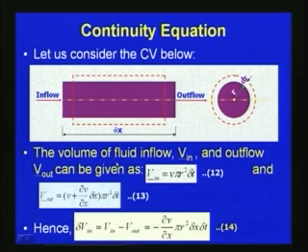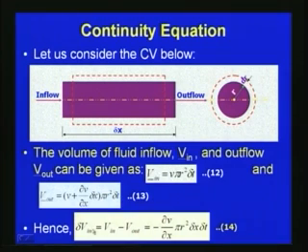Now the volume of fluid inflow at this location, V in, and outflow, V out, can be given as: V in is equal to the velocity small v into pi r square into delta t, as in equation number 12, and V out is equal to v plus del v by del x into delta x into pi r square into delta t, as in equation number 13.